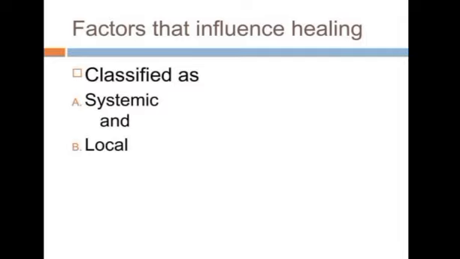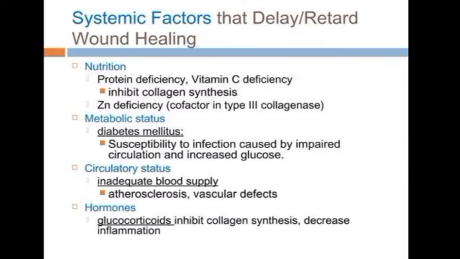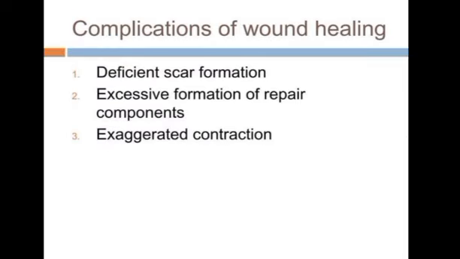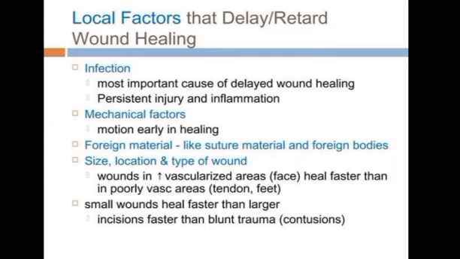Factors which influence wound healing. There are several factors which can speed up or delay wound healing, and they are classified into two. The first is local factors, which occur at the wound site, and the second is systemic factors, affecting the whole body. First, we can see the local factors. There are several factors which directly delay wound healing at the wound site.